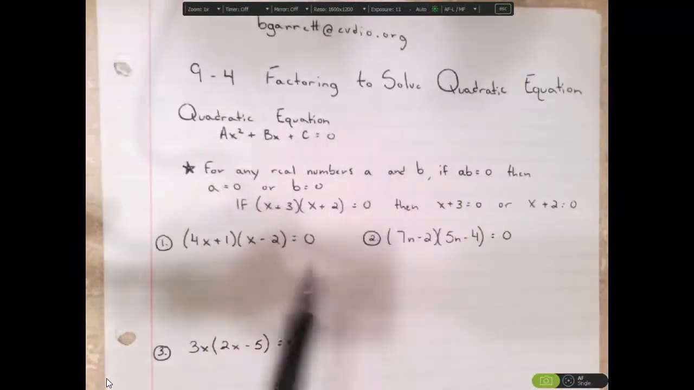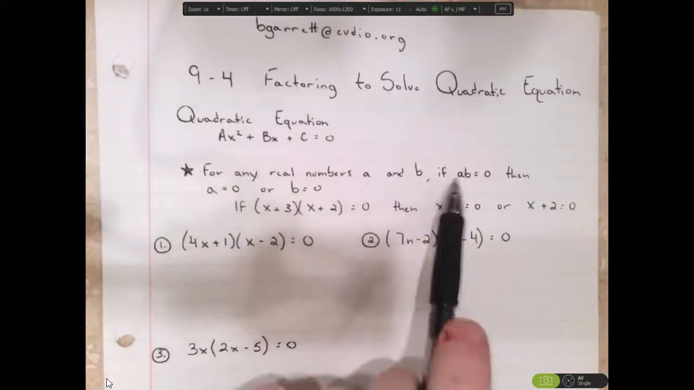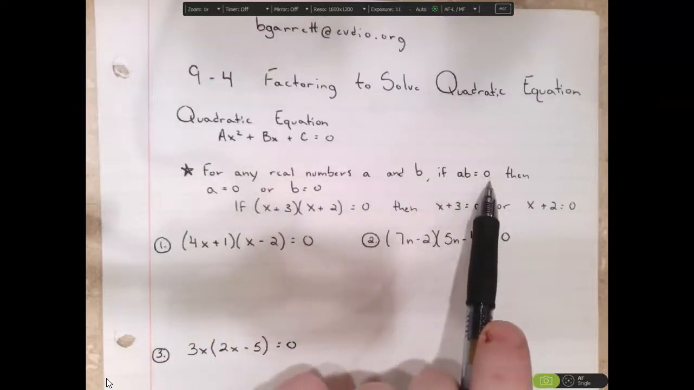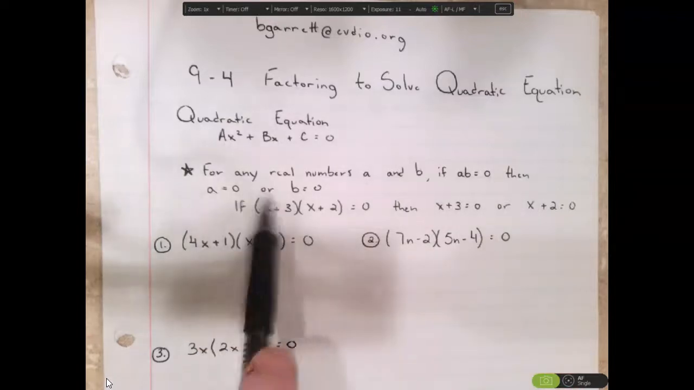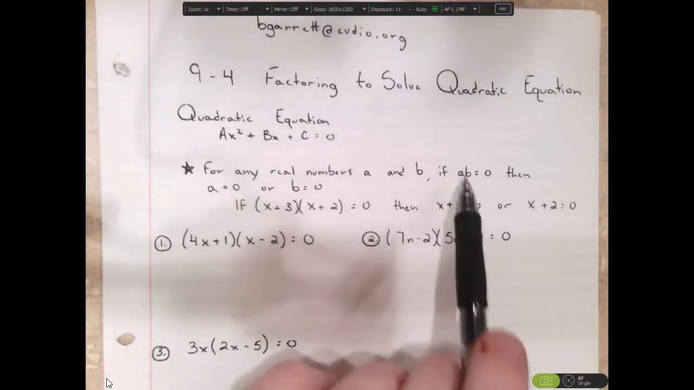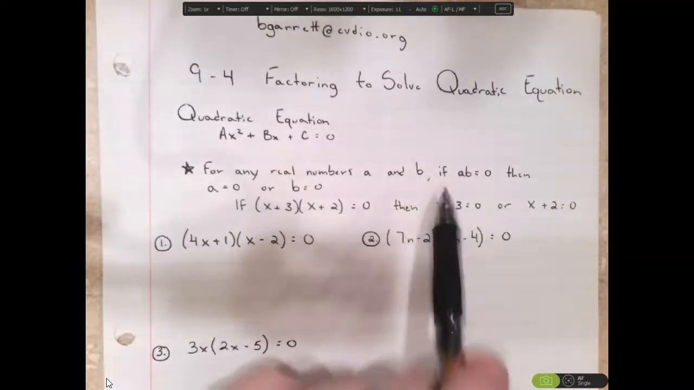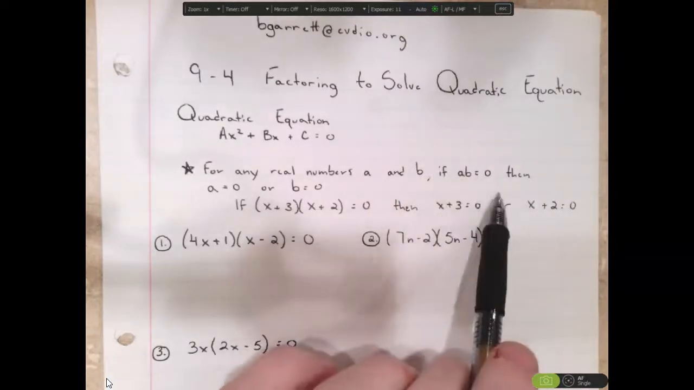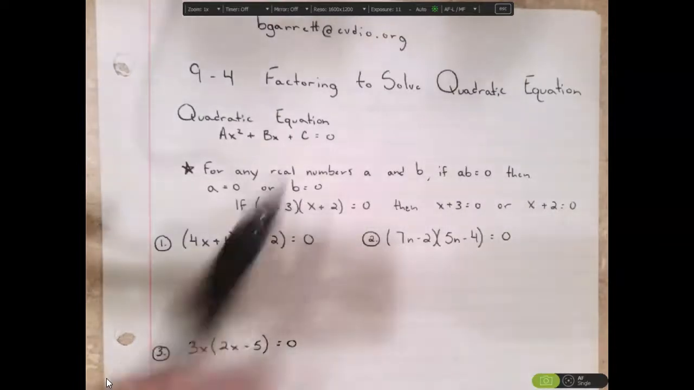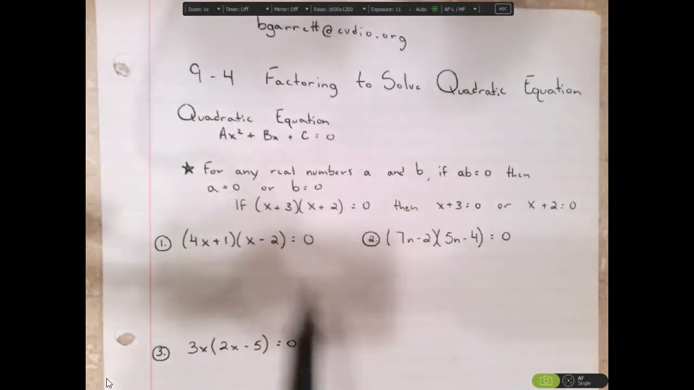So for any real numbers a and b, if a times b equals 0, then a has to equal 0 or b has to equal 0. I know that maybe sounds redundant. Maybe I had, for example, 4 times 0 equals 0. Well, of course, we all know that, and we all know that one of these has to be 0 for it to equal 0 with one of our properties of multiplication. However, that's what we're going to be looking at as we factor some different quadratic equations today.